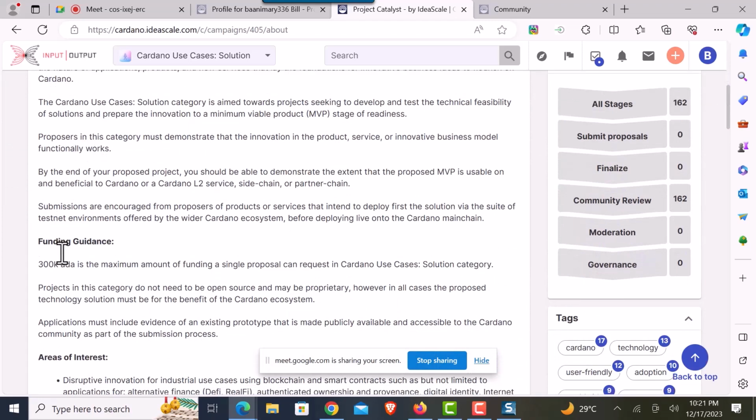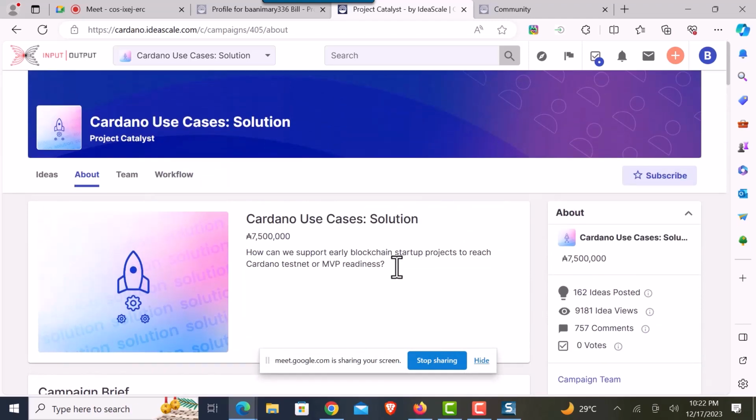Okay, so funding guidance, you can find it here. 300,000 ETH is the maximum amount of funding a single proposer can request in Cardano use case. So he is not off. He has requested the maximum budget. So it should be 300,000 at most. Yes, not more than 300,000. So he's within. So let's go back.